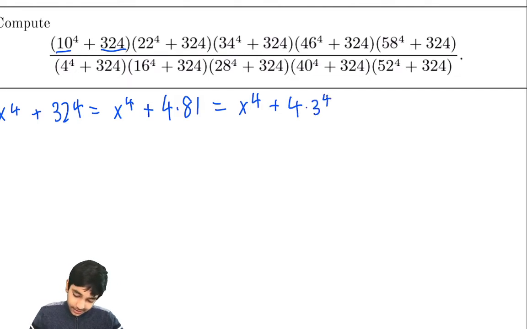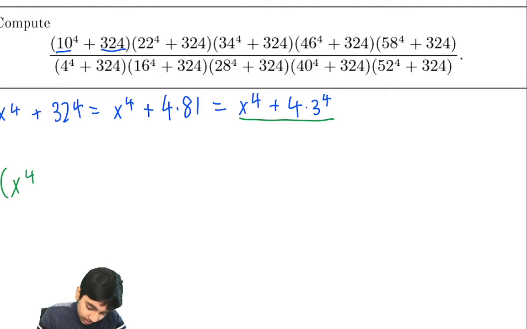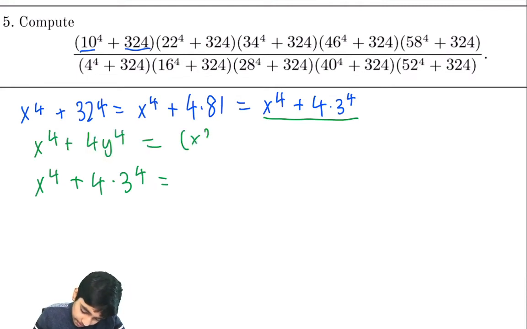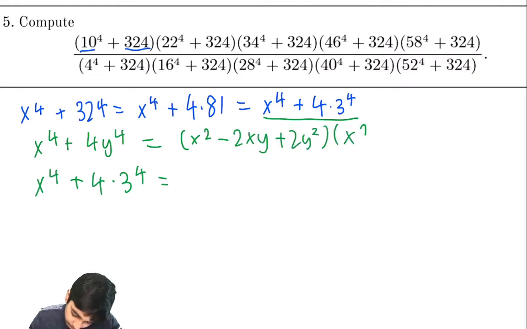That seems interesting. Does it seem familiar in any way? Any of the factorizations we learned in the class? It's just Sophie Germain's identity. By Sophie Germain's we know that x to the 4 plus 4 times y to the 4 is equal to x squared minus 2xy plus 2y squared, times x squared plus 2xy plus 2y squared.